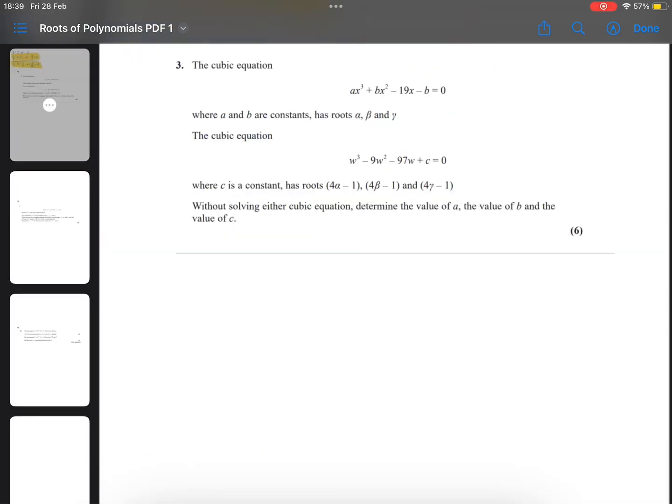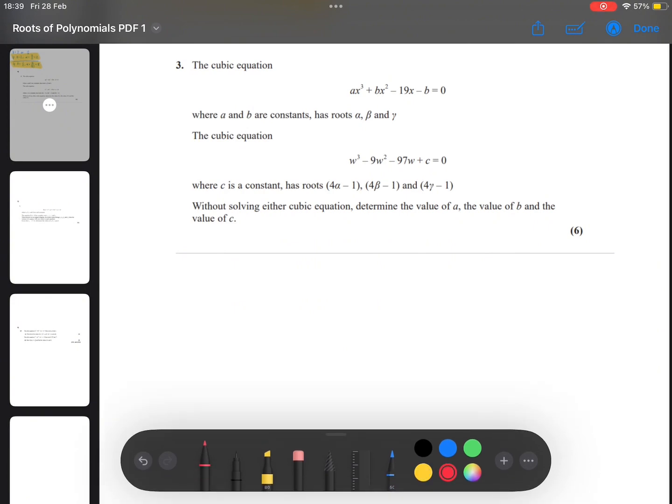So moving on to the next question, we've been told the cubic equation ax cubed plus bx squared minus 19x minus b equals 0, where a and b are constants, has roots alpha, beta, and gamma. So there's really not much information here yet. The cubic equation w cubed minus 9w squared minus 97w plus c equals 0, so we have a little bit more information there already, where c is a constant, has roots 4 alpha minus 1, 4 beta minus 1, and 4 gamma minus 1.